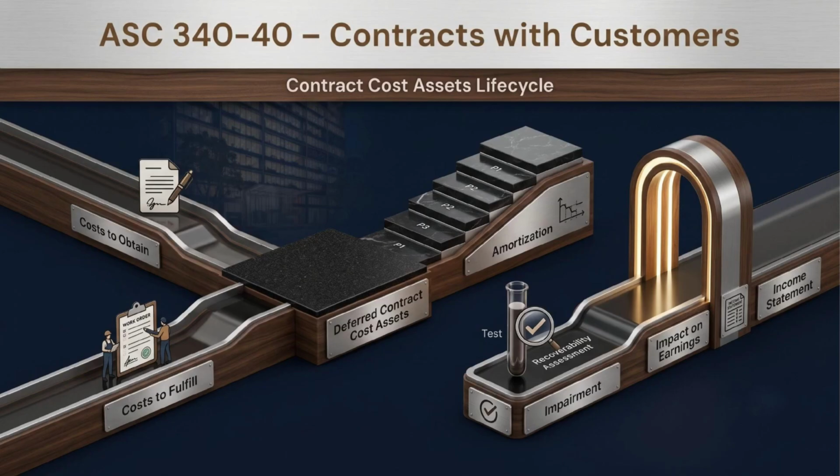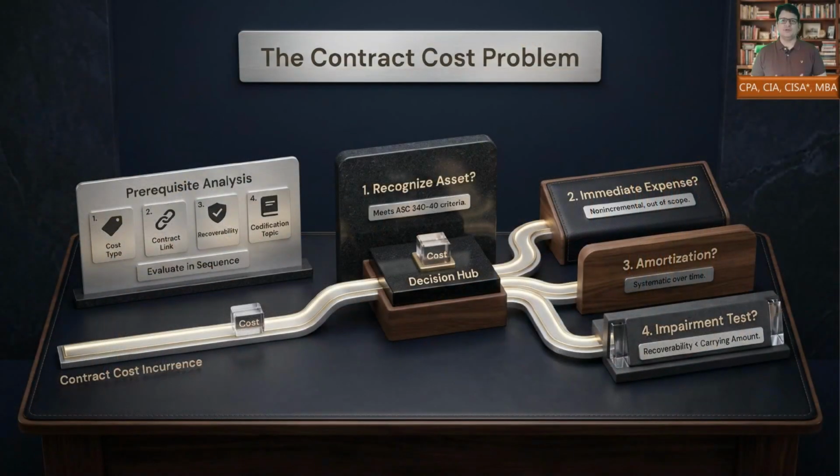The big question is practical. When does a contract-related cost become an asset, and how does that asset later move into the income statement? The contract cost problem starts with a warning. Not every selling cost becomes an asset. When an entity incurs a cost connected with a customer contract, the first question is not how much did we pay? The first question is, does this cost qualify for recognition as an asset at all?